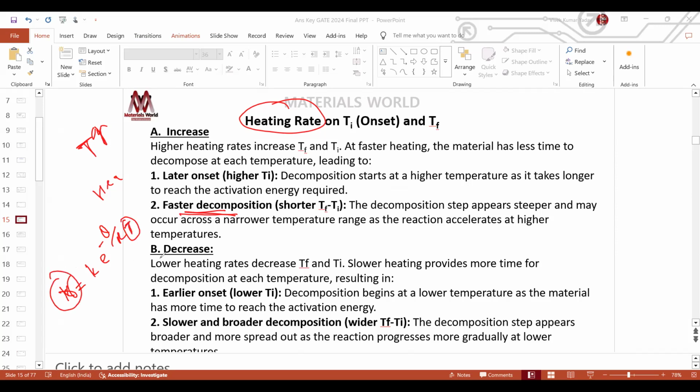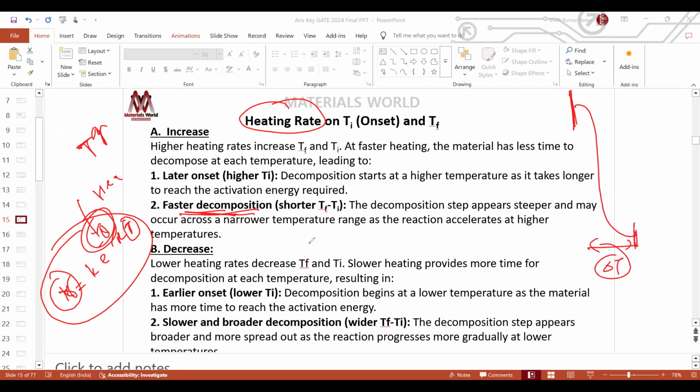It's obvious. We have one question based on this in the GATE questions. But the idea is, the higher the temperature, the faster the reaction, because you're giving more heat, and effectively a lower activation barrier. It's common sense. With faster decomposition, the onset start and final are closer, so the delta T will become smaller. That is the idea that is given here.